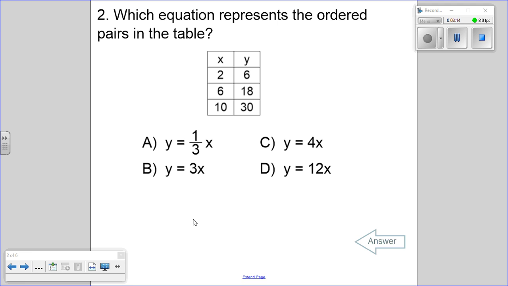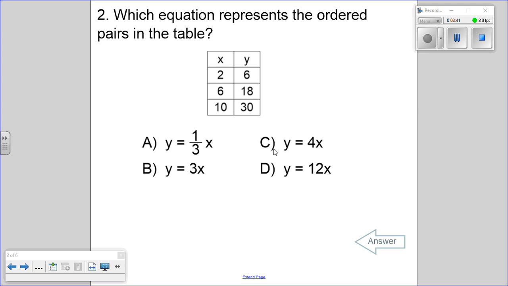Number 2 says, which equation represents the ordered pairs in the table? So check out the table first and always look for the pattern between x and y. What is happening to x to give you y? So 2 becomes 6, 6 becomes 18, and 10 becomes 30. Do you notice something that's the same about all three of those rows? So now let's look at our equations and see if that can help us figure it out.